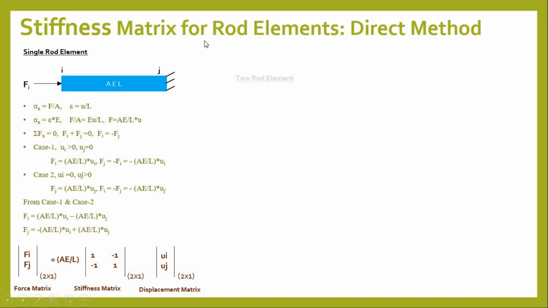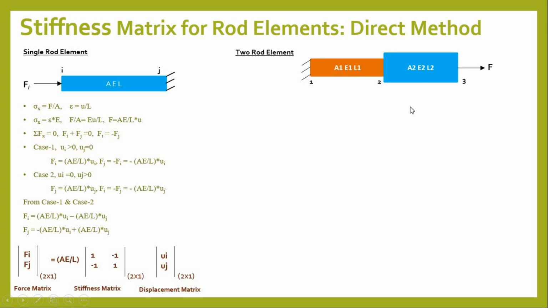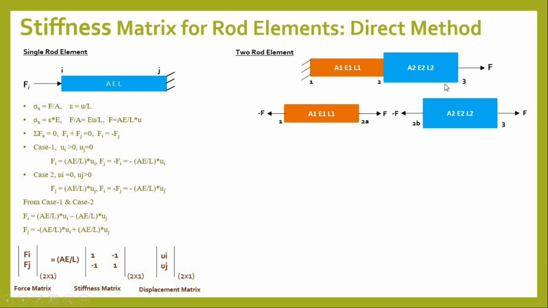Similarly, consider the case of two rod elements having different characteristics, defined by 1 and 2. If you apply a pull force here, the first step is to draw a free body diagram. We draw the free body diagram for these forces, and since it is fixed, we get some reaction here. Based on that we calculate these forces.